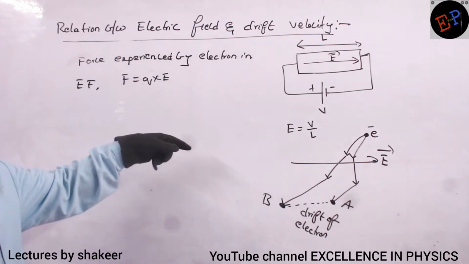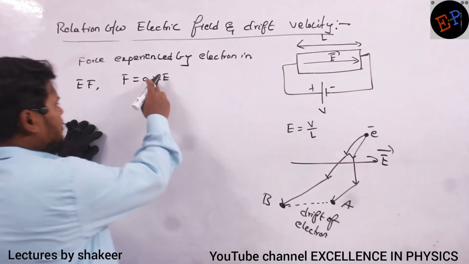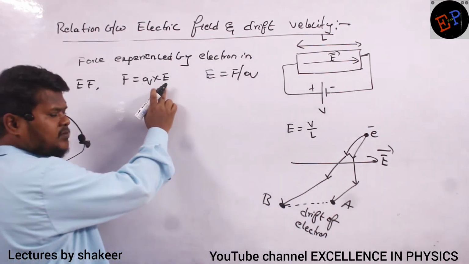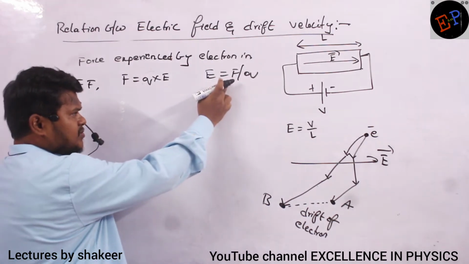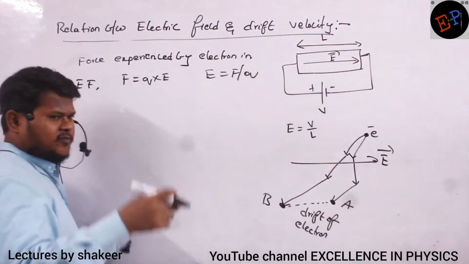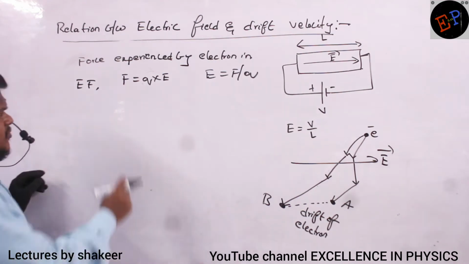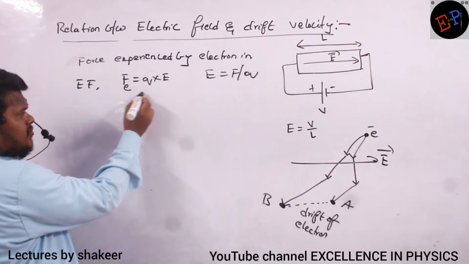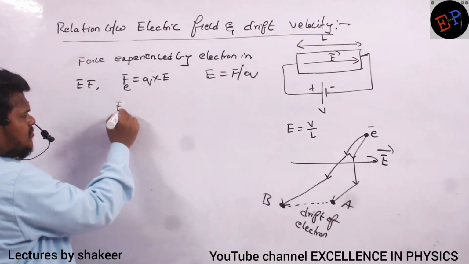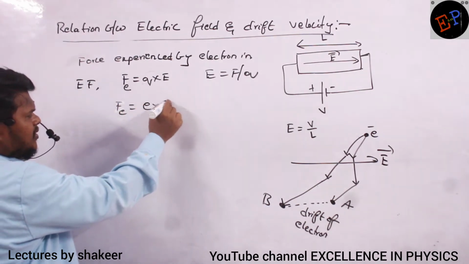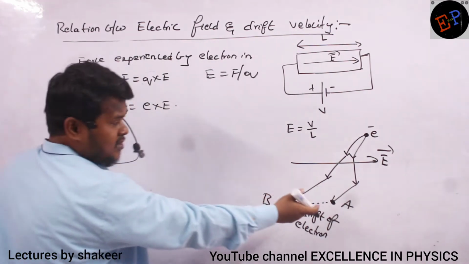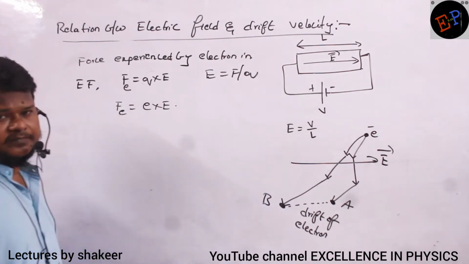Where did this formula come from? E is equal to F by Q. Force experienced by a unit test charge in an electric field is nothing but the field at that position. So the force experienced by an electron, what is the formula? Q into E, where Q means the charge of the electron. So instead of this I can write e into E. What is this e into E? The force experienced by the electron when it is present in an electric field.